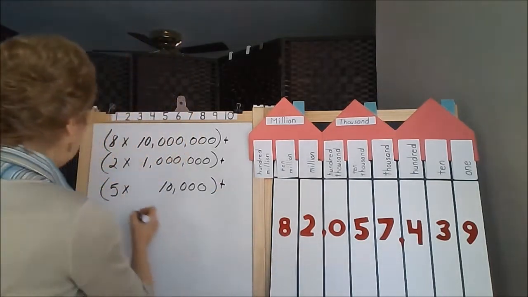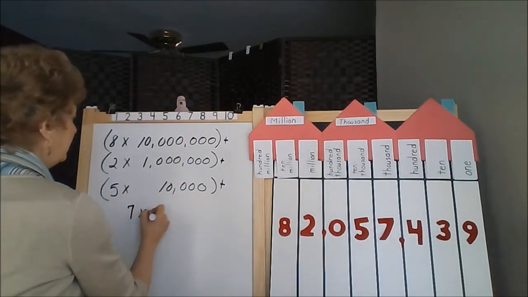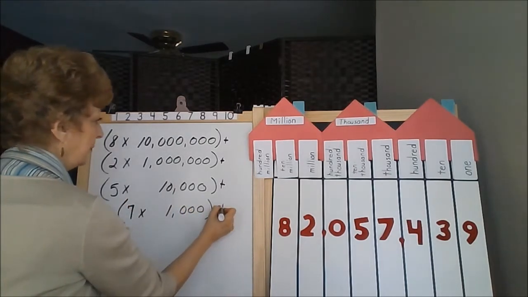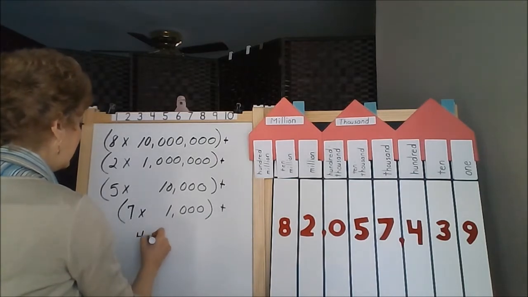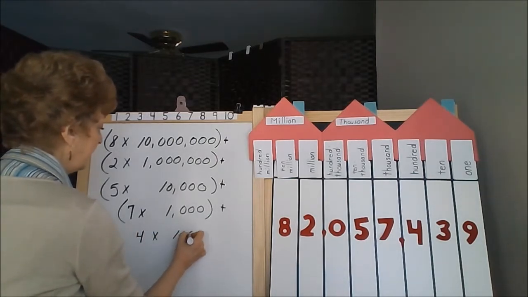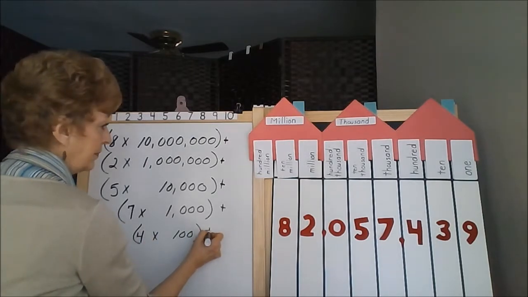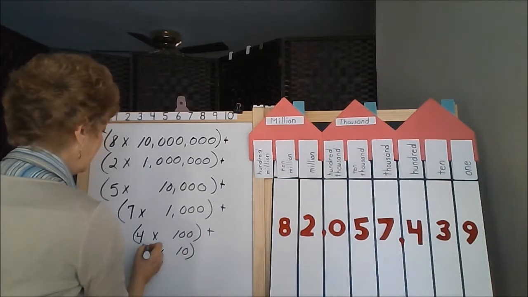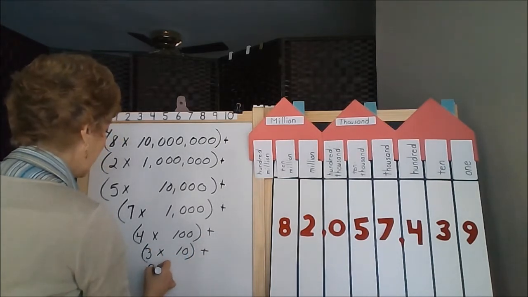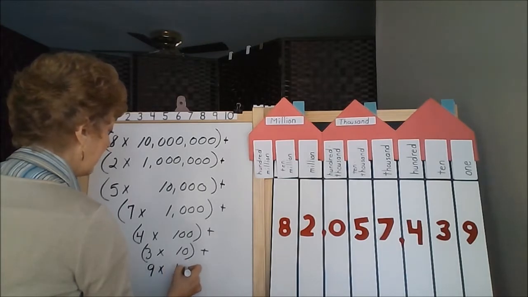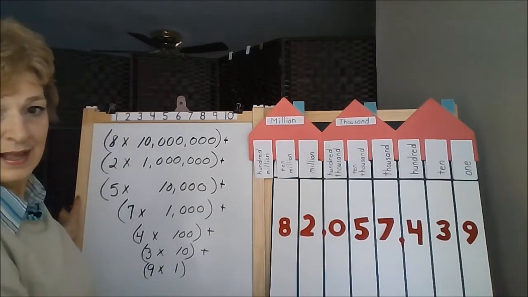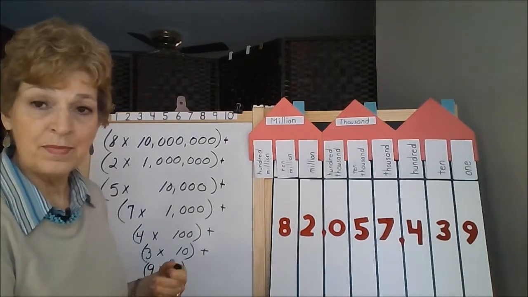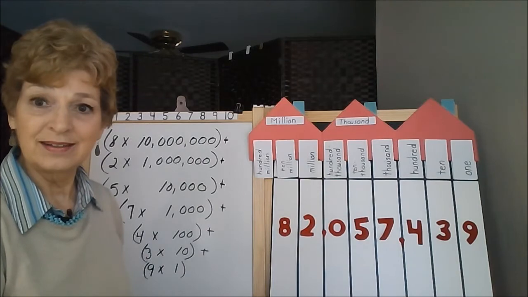Our 7 is in the thousands column. The 4 is in the hundreds column. 3 is in the tens column. And our last number, 9, which is in the ones column. That is expanded notation shown in an upper elementary situation.